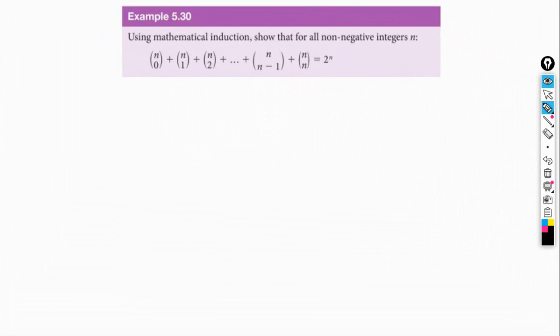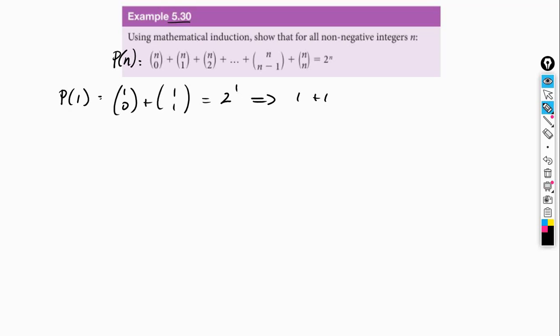Okay, so here we go now with example 5.30, and it says, using mathematical induction, show that for all non-negative integers n, this equality is true. So this would be our statement, right? Now notice that this is the sum of combinations. So the first step is to test it for a value such as 1. And notice that this would give us 1 in combination with 0 plus 1 in combination with 1 should equal 2 to the power of 1. And this is true because this is 1 plus 1 equals 2, and we all know that that is true.